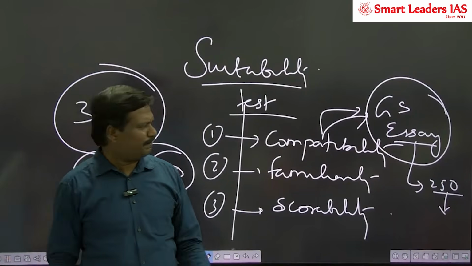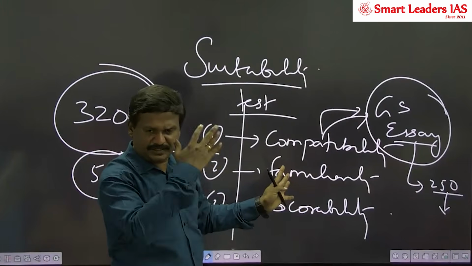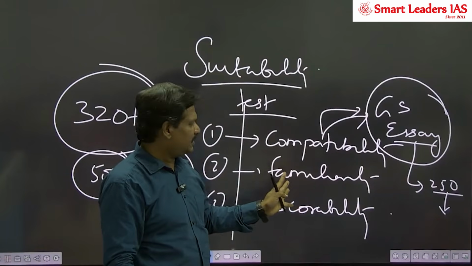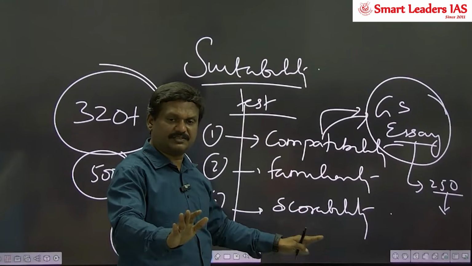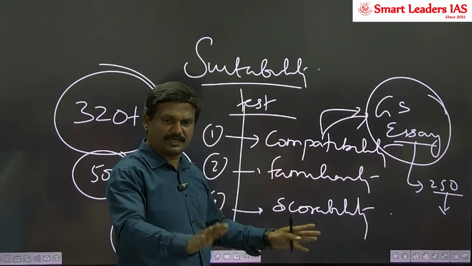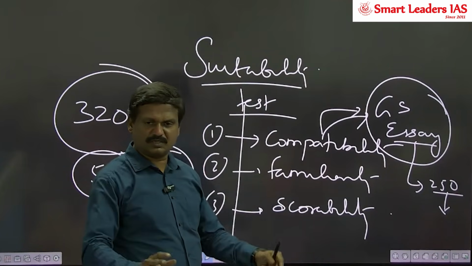So compatibility: it is useful in GS, it is useful in essay. If you prepare for 500, you can write answers worth 1000 marks. Buy one get one offer. ஒன்னு வாங்கினா ஒன்னு free.